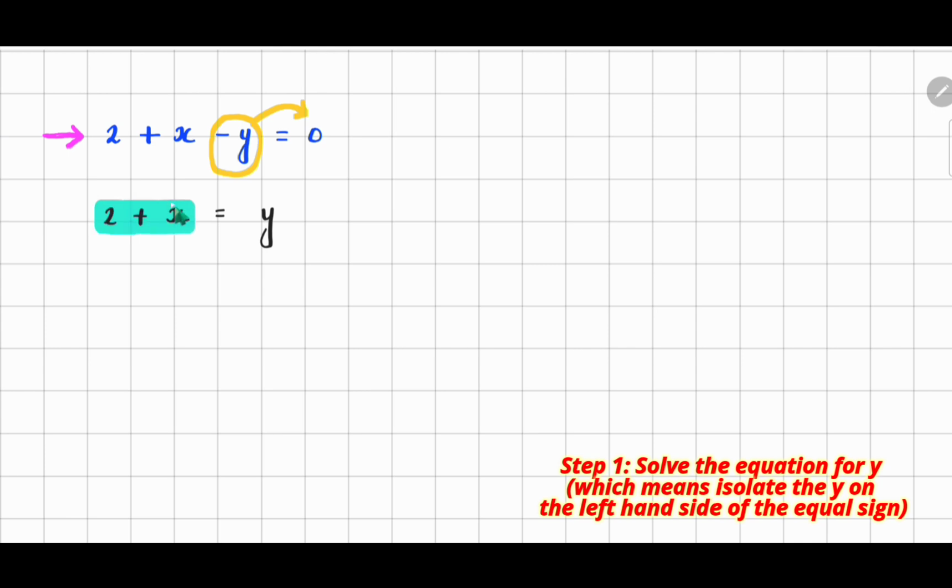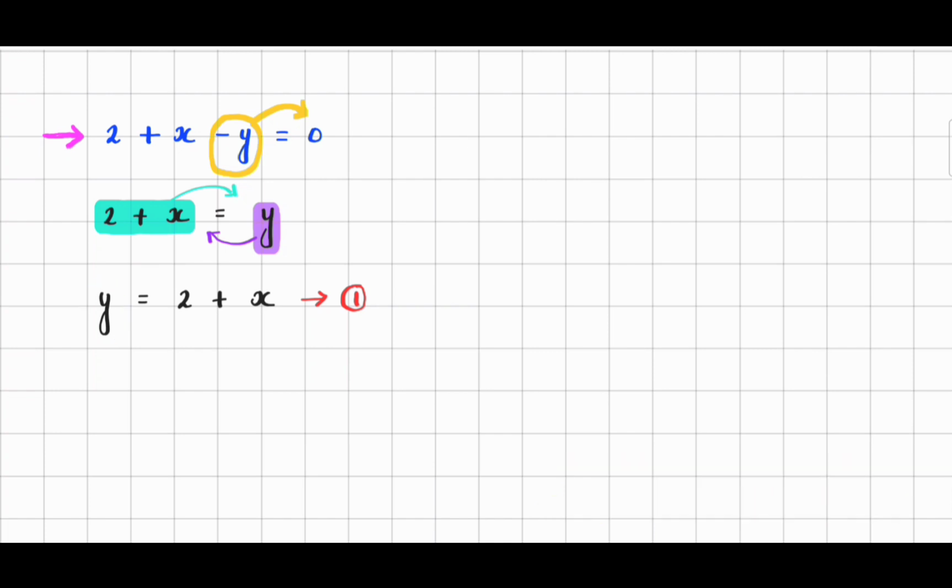Now I am going to swap sides because step 1 says to put y on the left of the equal sign. We get y equals 2 plus x. And let's label this equation as number 1 because we are going to use this equation often. Okay, we isolated the y on the left of the equal sign. So we move on to step 2. Find at least 2 points that make the equation true.